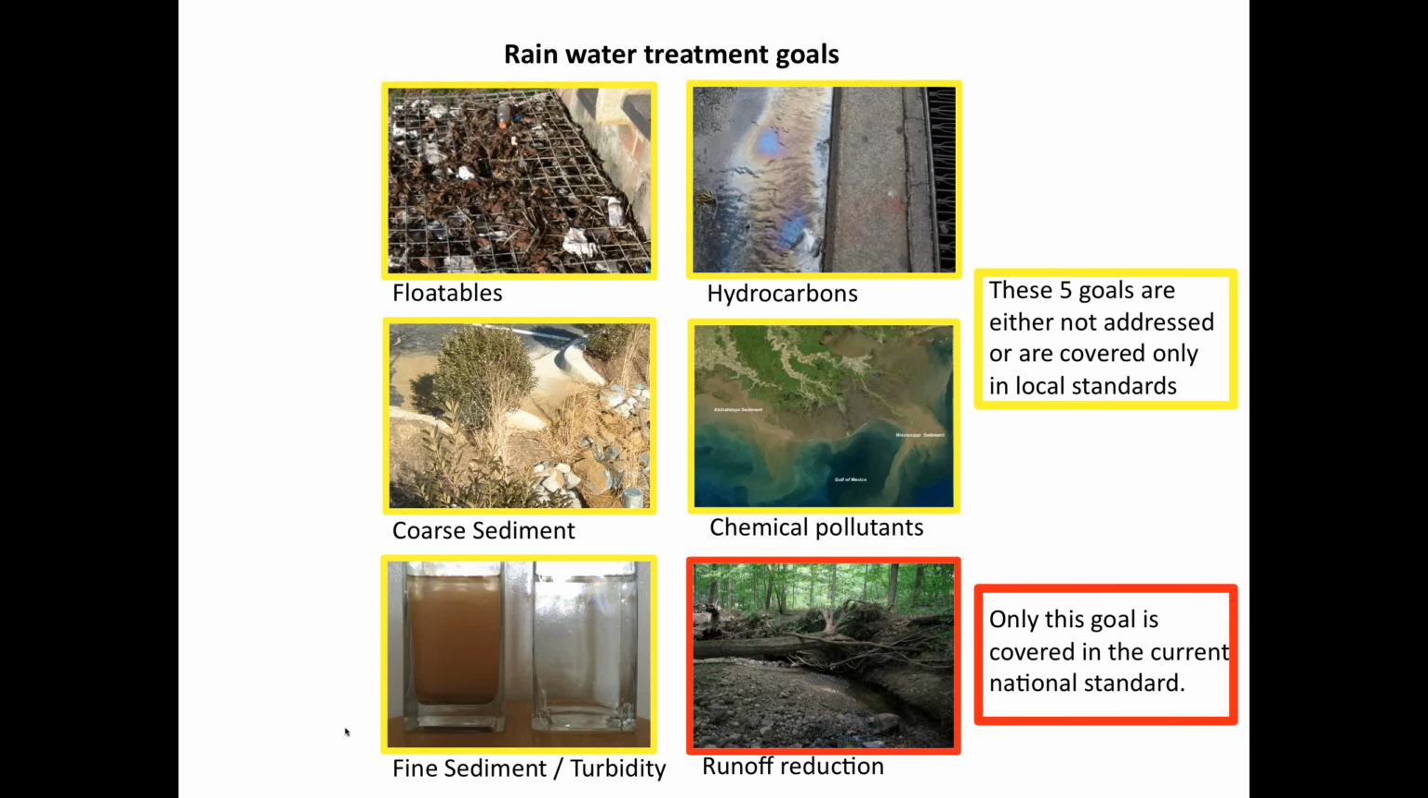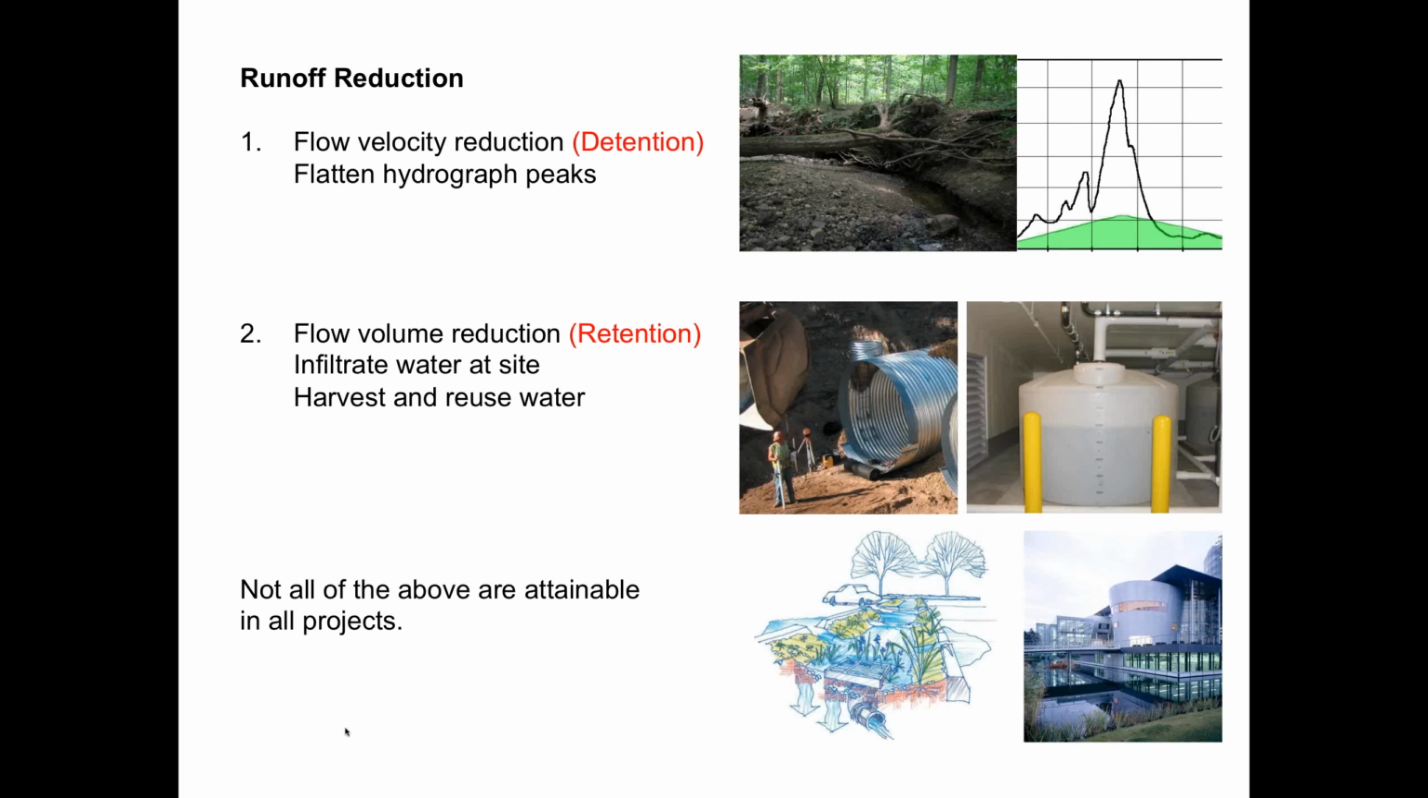So only this last goal of runoff reduction is covered under the national stormwater standards. The other goals are covered only at the local level, and many of them are not covered at all. So we're going to deal with runoff reduction primarily today.